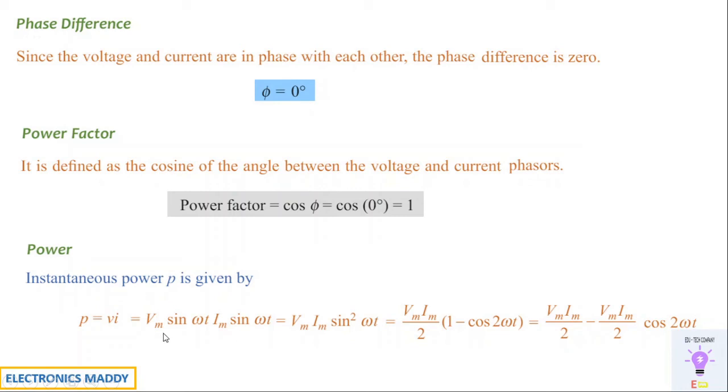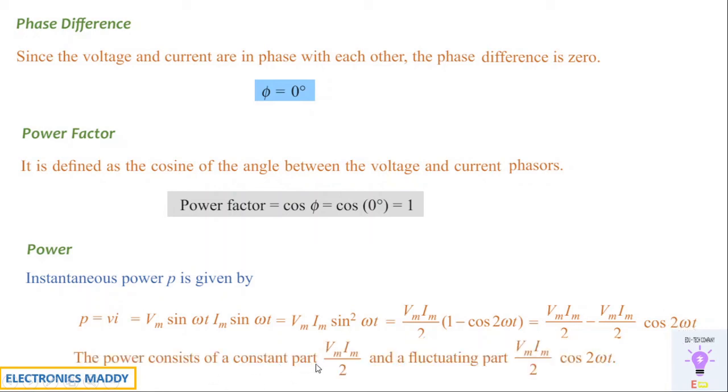So this power basically has two quantities. This is the constant term which does not have any other quantities associated with it, and this is the term that varies with respect to a wave, that is a cosine wave over here. If you carefully observe, the frequency is twice the fundamental frequency, because you have 2 omega t and not only omega t. So the power consists of a constant part and a fluctuating part. The reason why it's called the fluctuating part is because the cosine wave keeps on changing its magnitude every instant of time. And Vm Im by 2, once you know Vm and Im, the value always remains constant. That's why it's called the constant part.